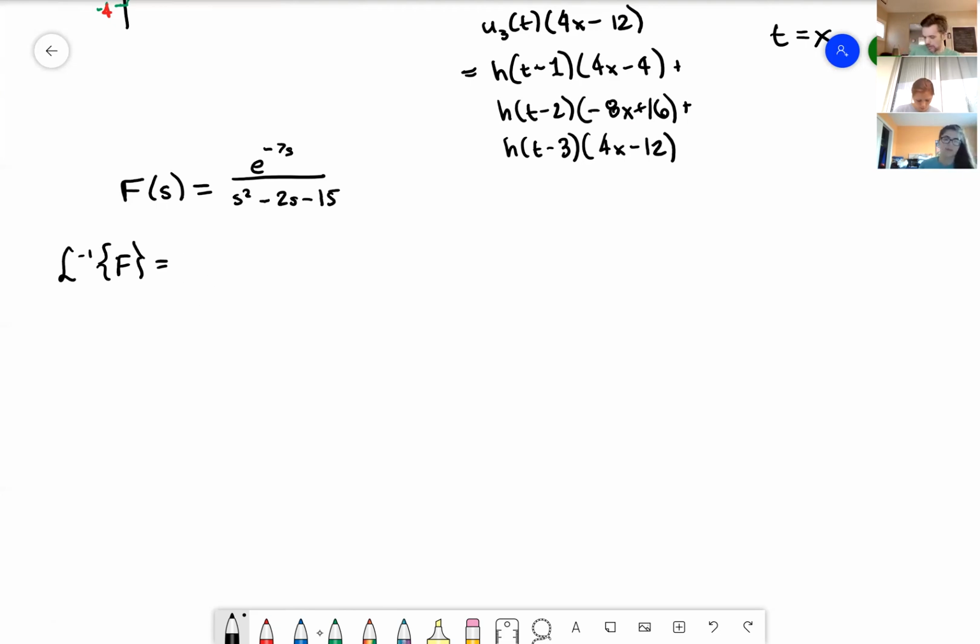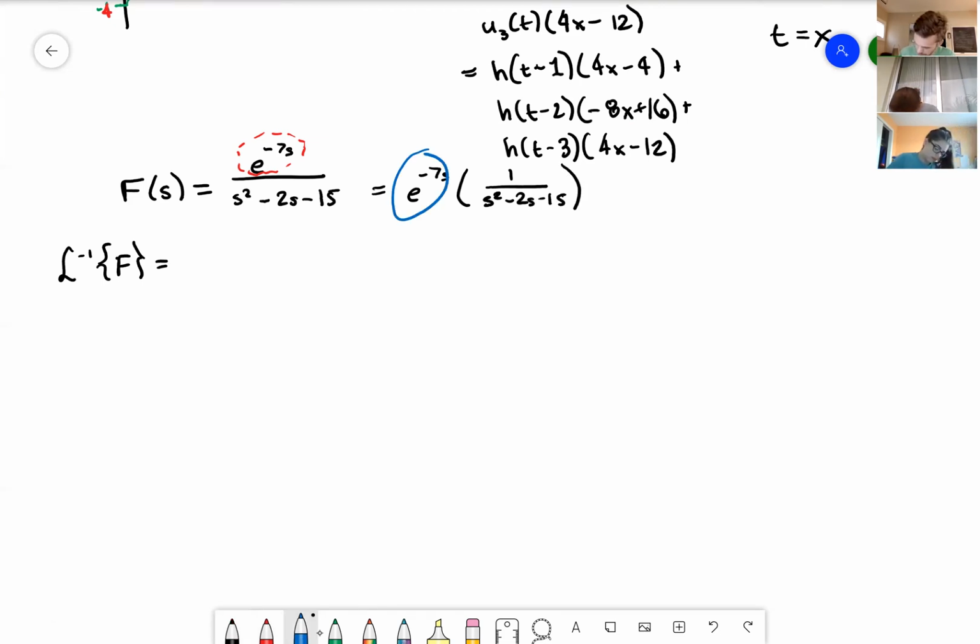Okay, so I'm going to split this up into two pieces. We've got the exponential. And so the exponential is going to correspond to a shift. So it's going to be e to the minus 7s times 1 over s squared minus 2s minus 15. So this is the easy part. Whatever the inverse Laplace transform of this thing is, it's going to be that thing shifted. So what I'm going to do is try to figure out the inverse Laplace transform of the underlying part.